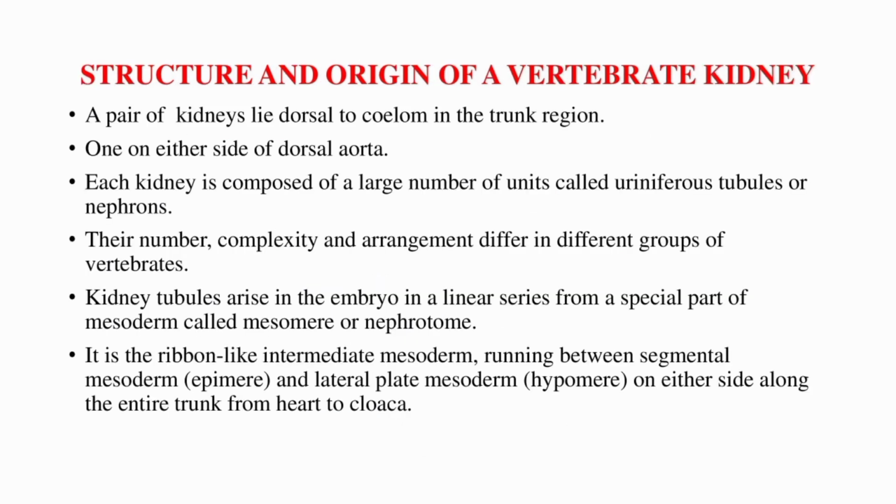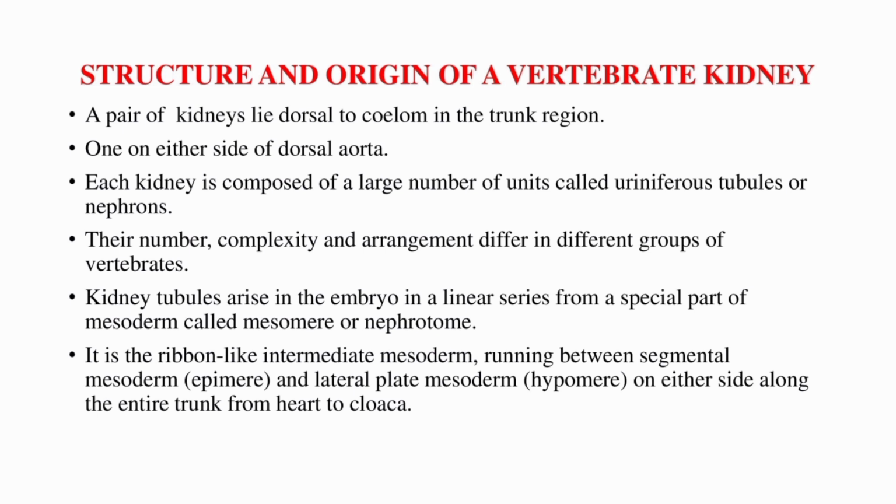Structure and origin of a vertebrate kidney. A pair of kidneys lie dorsal to coelom in the trunk region, one on either side of dorsal aorta. Each kidney is composed of a large number of units called uriniferous tubules or nephrons. Their number, complexity, and arrangement differ in different groups of vertebrates.